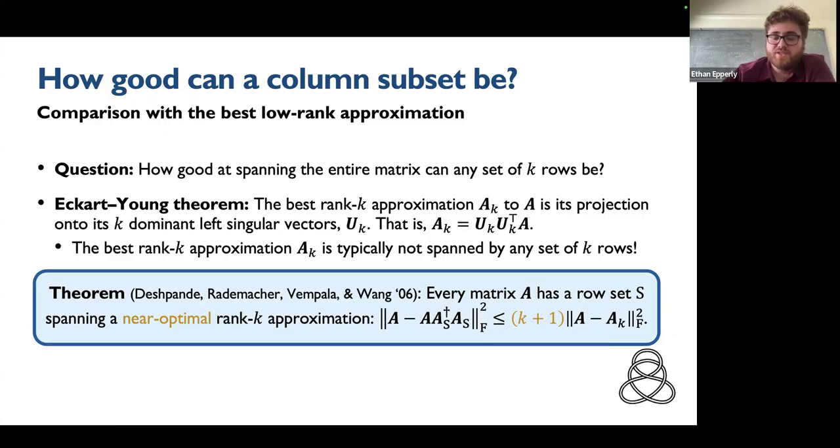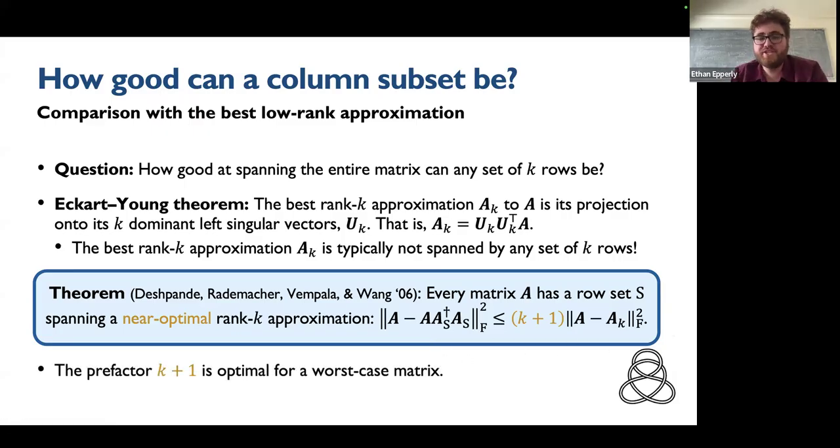And for all the algorithms in this talk, we're going to be trying to find row subsets that achieve this optimal existence guarantee. And I should mention that this prefactor of K plus 1 is going to be optimal for a worst case matrix. So there exists a matrix for which no prefactor smaller than K plus 1 is possible. So in this sense, this is an optimal existence theorem for row-based approximations to a matrix.